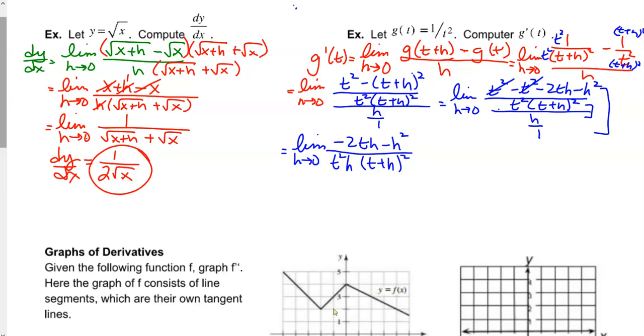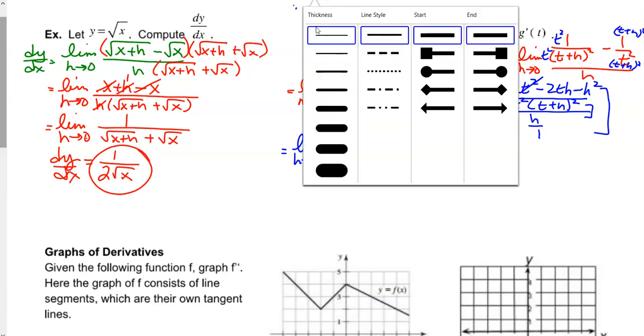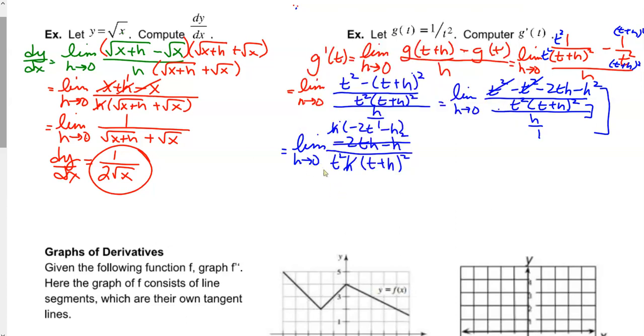Okay, so notice what we have here. Notice that I do have an h that I can factor on the top. So let's do that. I'm going to factor an h out and be left with negative 2t minus h. So I can get rid of that piece there. Now, why did I do that? The reason I did that was because this h now will cancel that h, eliminating the idea of having that 0 over 0.